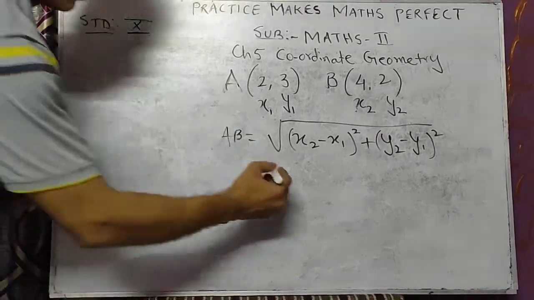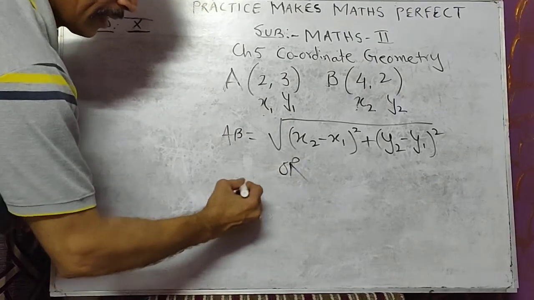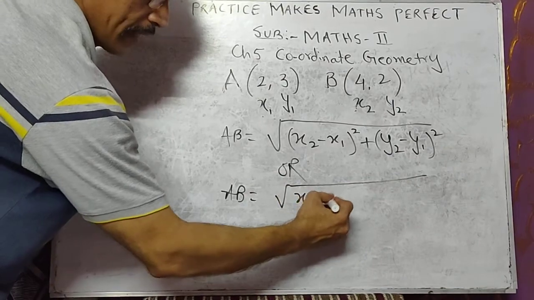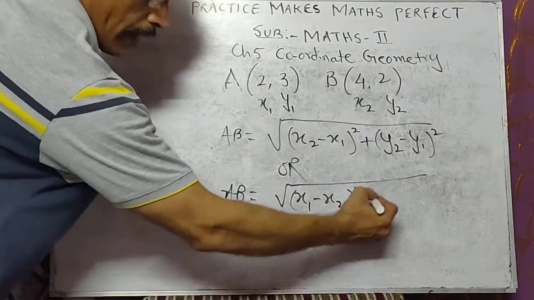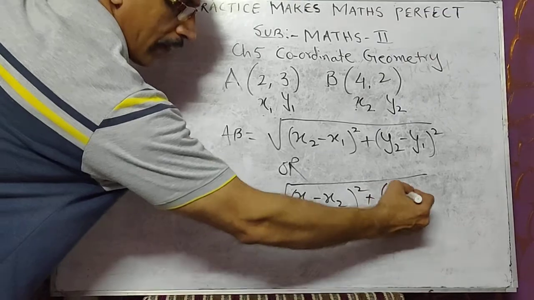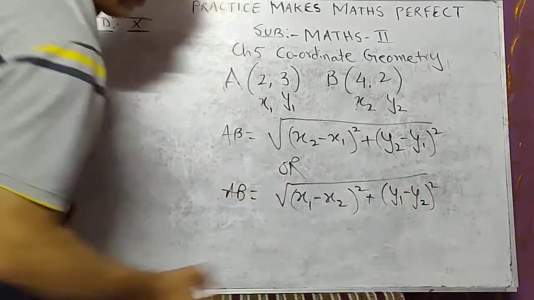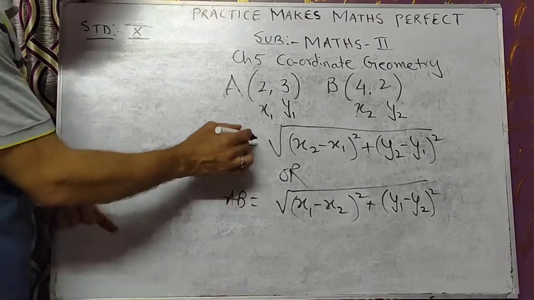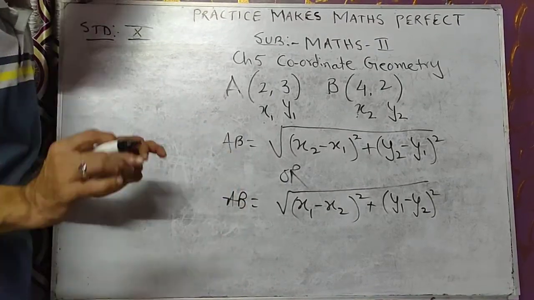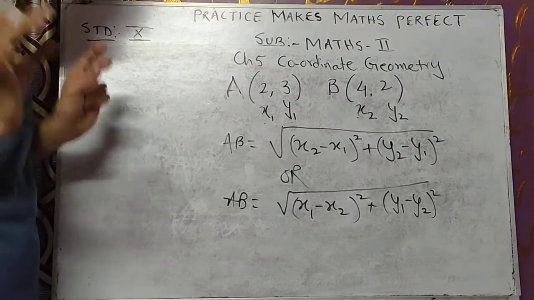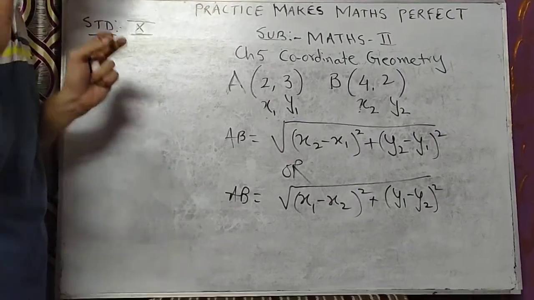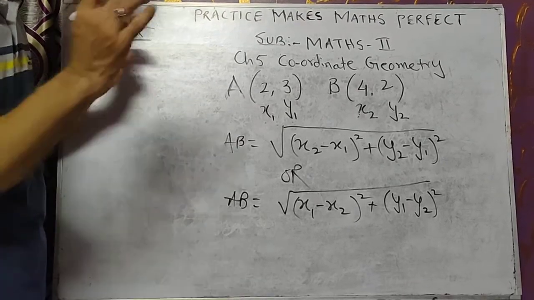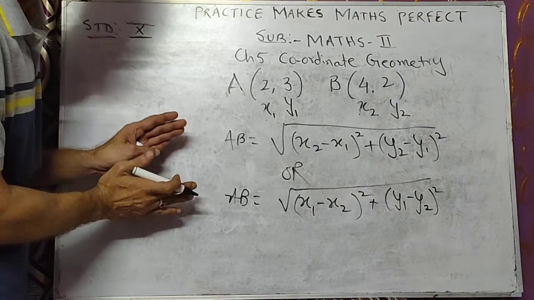Okay, or you can use like this also. AB is equal to square root of x1 minus x2 the whole square plus y1 minus y2 the whole square. Any one formula you can use. Okay, out of this two formula, any one formula you can use, you will get the answer same. So in practice set 5.1 we are going to use only this formula.